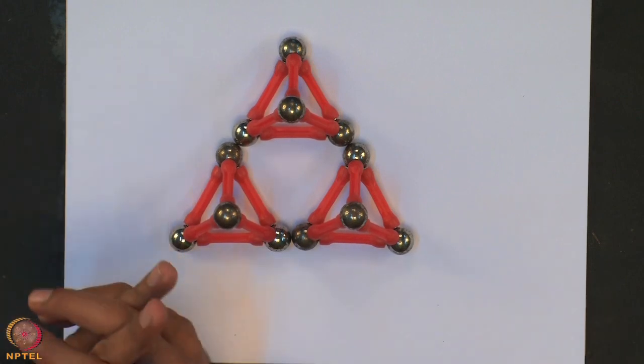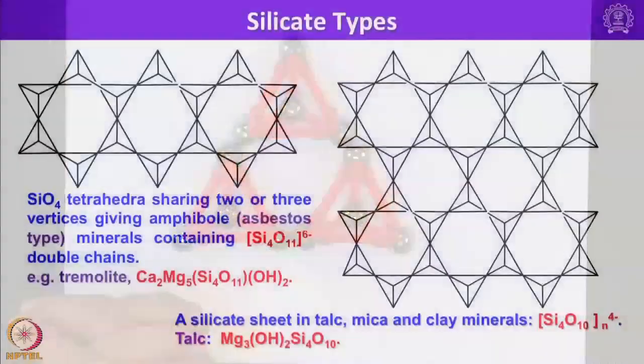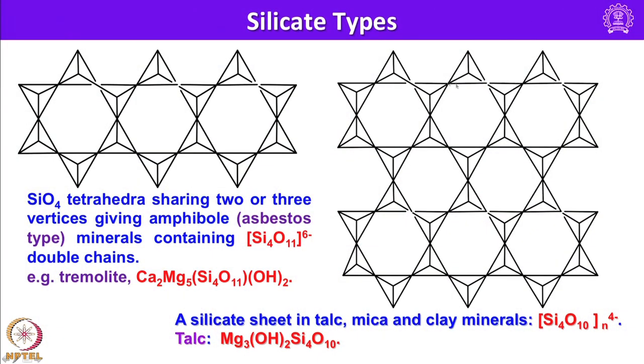And then, as I said, if they share two strands, then we will be having chain silicates of this type here, cyclic silicates of this type, and this is an example for asbestos. In the case of asbestos, we have some of the silicon atoms replaced by calcium as well as magnesium, and the composition of tremolite is given here. And in case of silicate sheet, this is how it looks like.